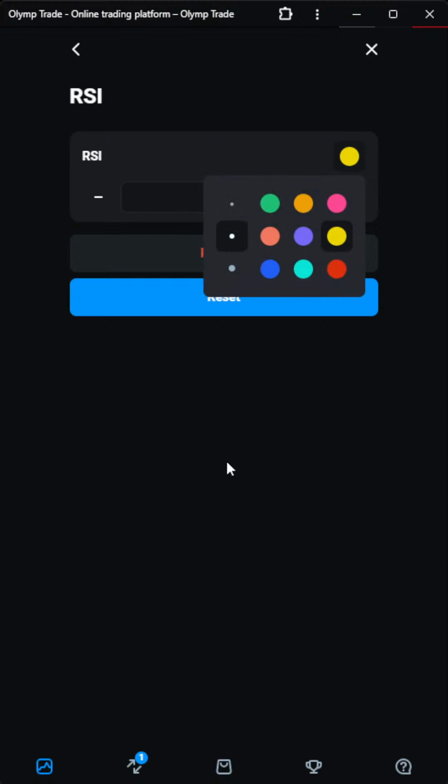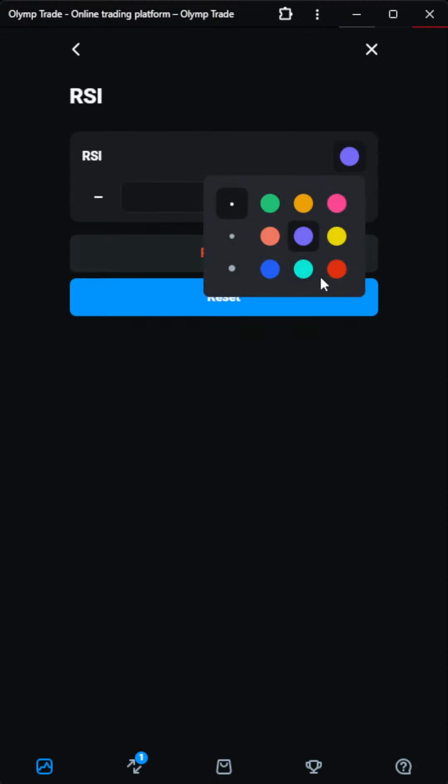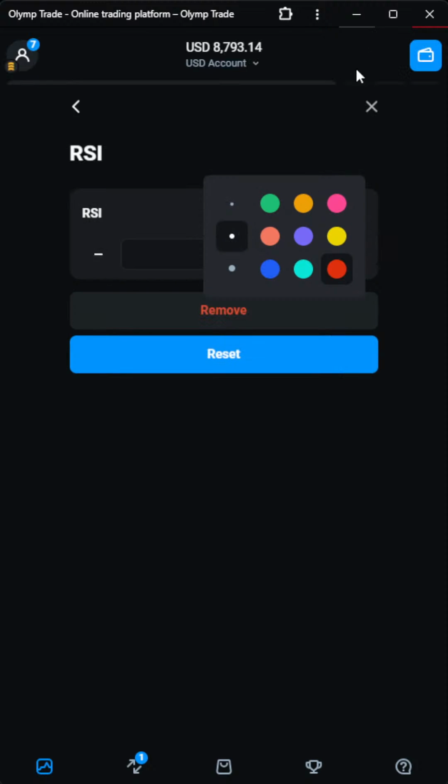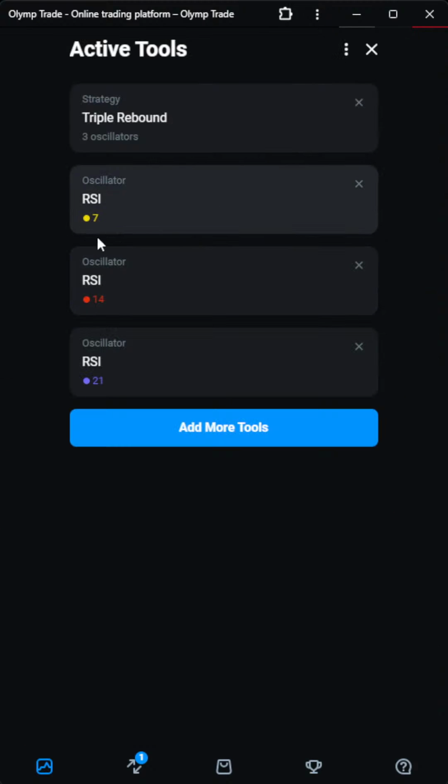We will make it a little thick line. RSI 14, we will change it to the red color, and again make it a little thicker, just for our understanding. So the yellow line indication is RSI 7, the red line indication is RSI 14, and the purple line indication is RSI 21. Everything is based on the 7 table: 7 2s are 14, 7 3s are 21. So these three RSIs we are checking.